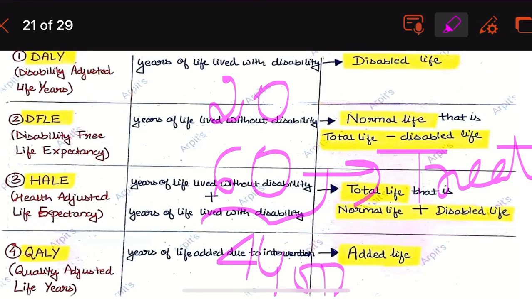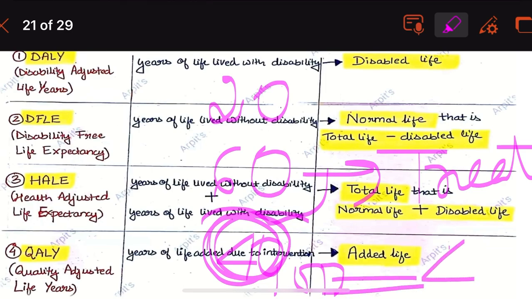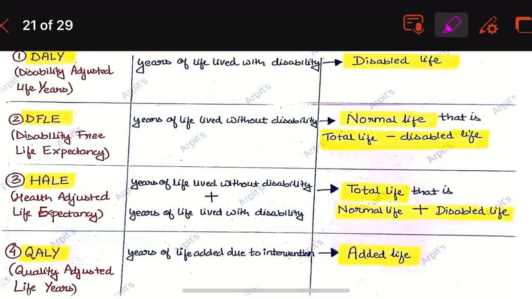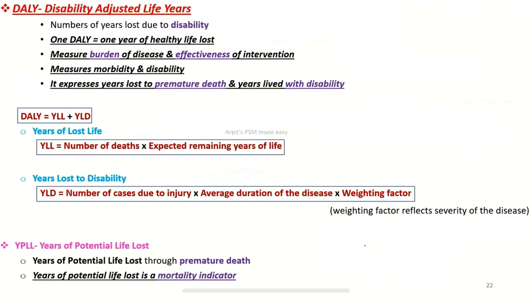So the extra life that was added was 40 years of extra life added to his life expectancy because of the intervention. If he wouldn't have got the surgery done, he would have landed up in the grave. So we see that the extra life which is added due to intervention is nothing but quality adjusted life years. I hope it is clear. Let us move on.